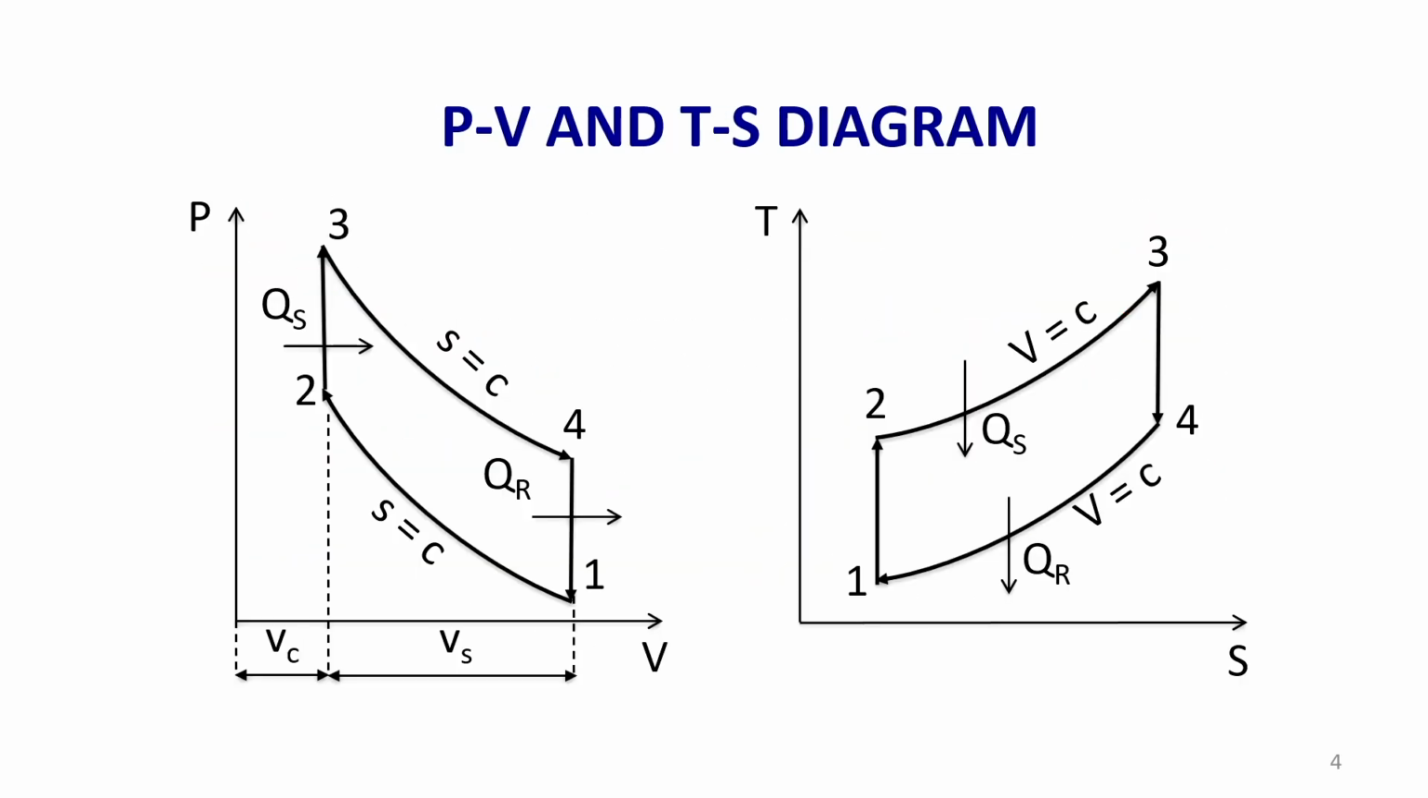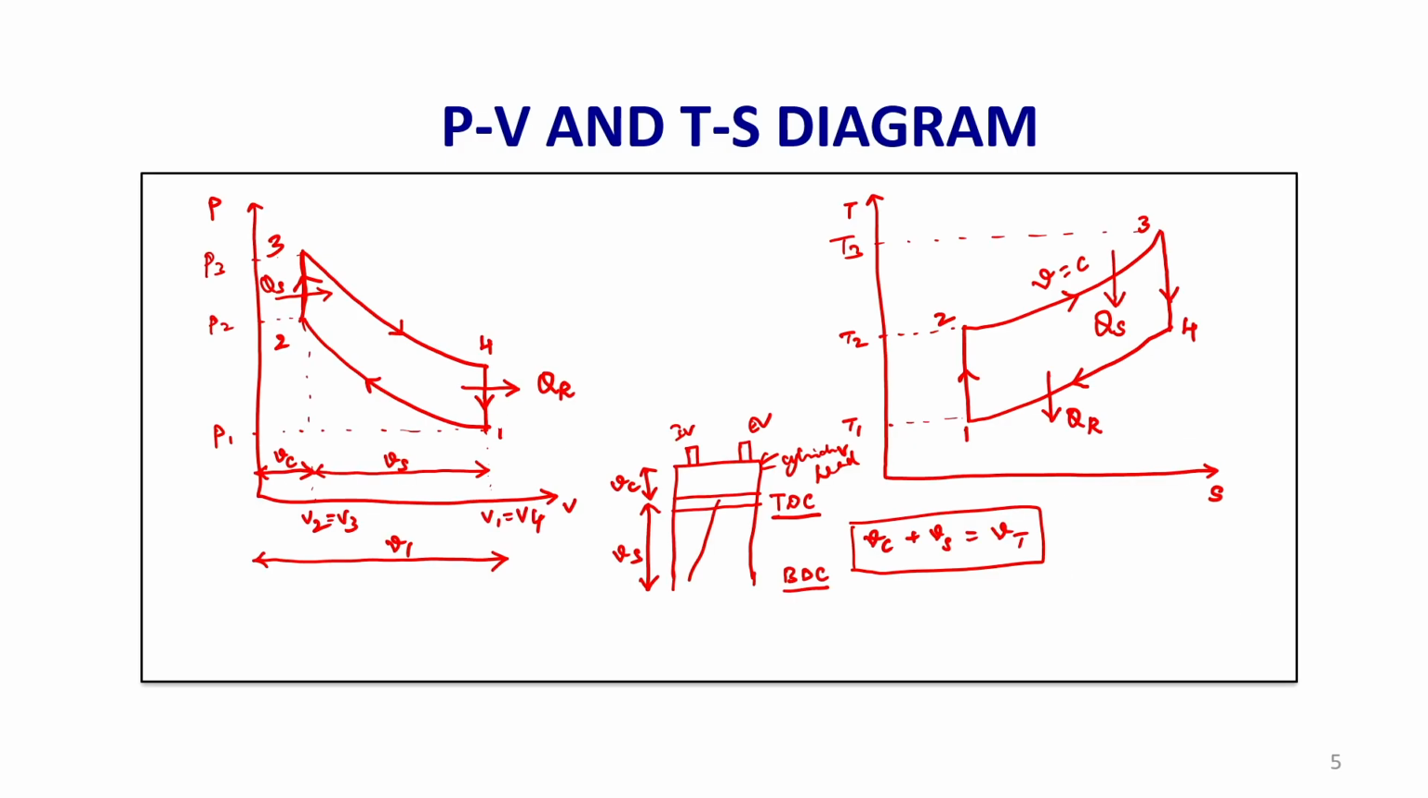So, to summarize, there are 4 processes in the Otto cycle. 1 to 2 is isentropic compression, 2 to 3 is constant volume heat addition, 3 to 4 is isentropic expansion, and 4 to 1 is constant volume heat rejection process. If you have a look at the PV diagram and TS diagram, the maximum pressure that occurs in the cycle is at point number 3. This is the point of maximum pressure. So, the maximum pressure is P3, and the maximum temperature is also attained at point number 3, the corresponding point on the TS diagram.